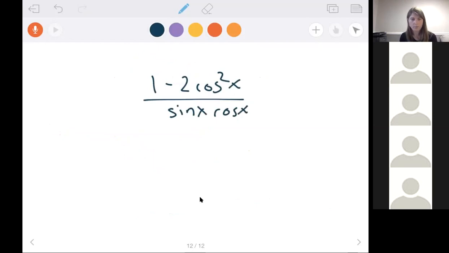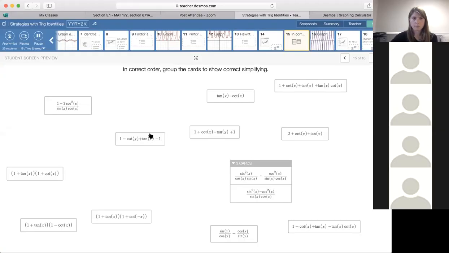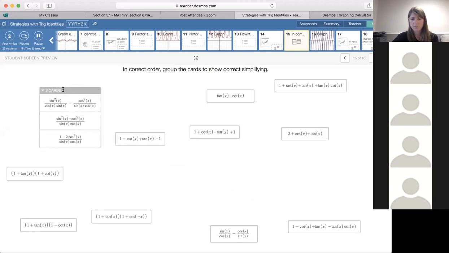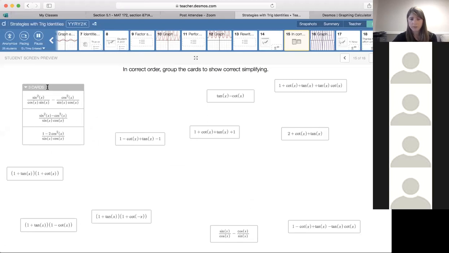Now, if we compare back to what was on Desmos, let me share that again. Then it looks like this guy, 1 minus 2 cosine squared x over sine x cosine x, is the right one. And we're going to drop that down so that it tiles below. Hopefully that's what I want. And you can kind of see we're getting somewhere with this one. Now, is it possible we could go further? Maybe, right? Maybe we could go further. But at this point, maybe we'll leave it alone.